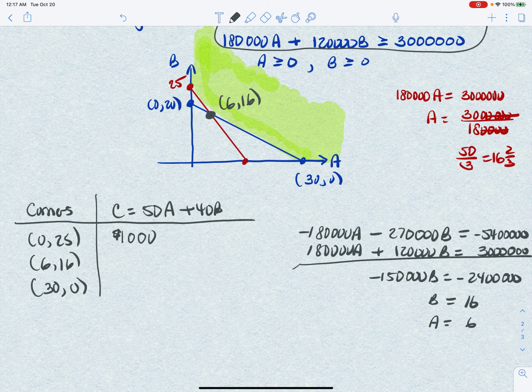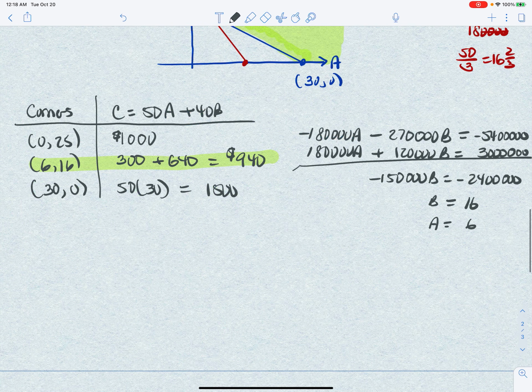(6, 16): 50 times 6 is 300. 40 times 16 is 640, and that's 940. So it's smaller just by a smidge. And then for (30, 0), 50 times 30 is 1,500. So we have a clear winner here. If we buy 6 units of policy A and 16 units of policy B, all the constraints are met and we've minimized the cost.